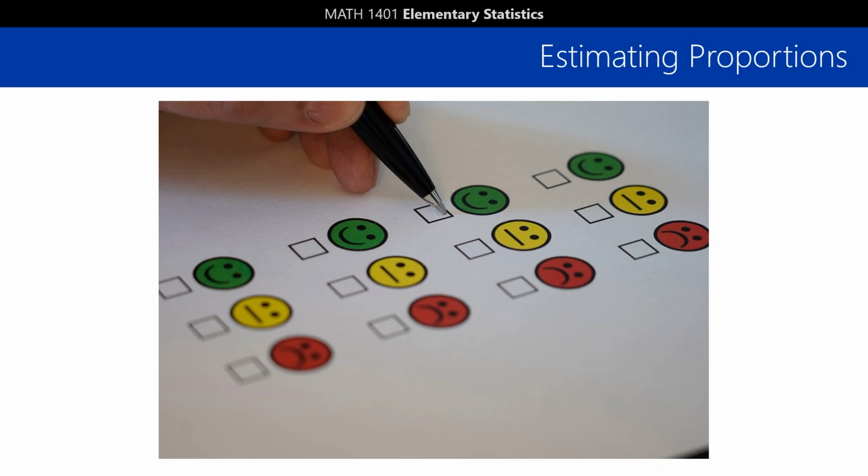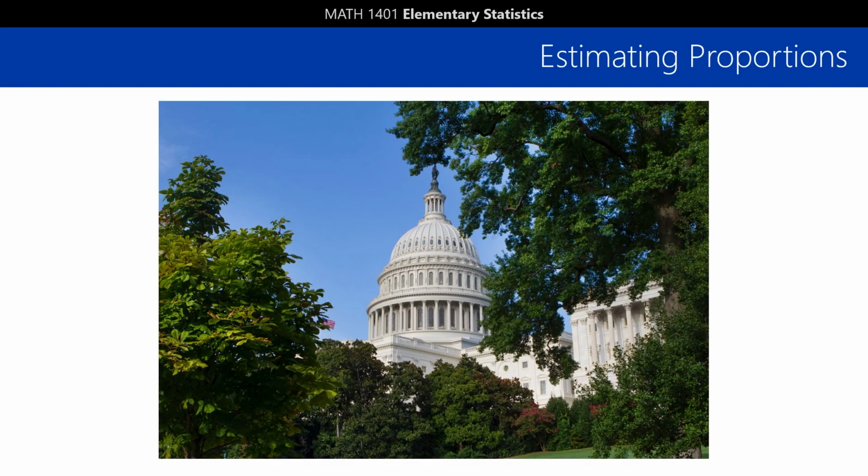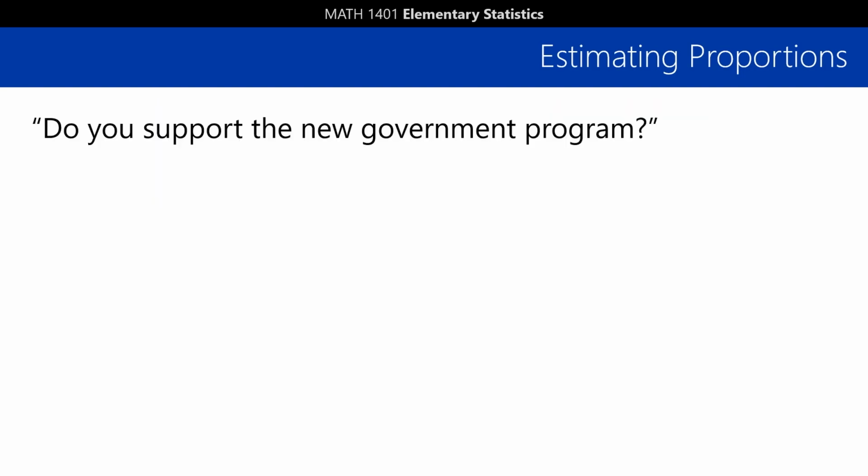But now we'll be turning it on its head, because this time we don't know about the population ahead of time. That's why we're taking a sample in the first place. Imagine you work for a polling company, and you want to find out how people feel about a new government program. So you decide to take a sample of people, a simple random sample that is, and ask them, do you support the new government program?